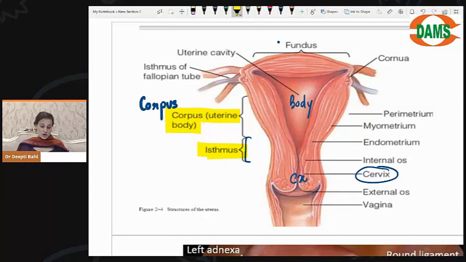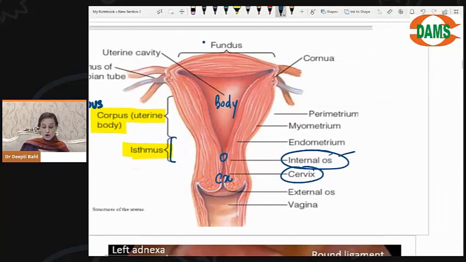So the isthmus is a very narrow area between the body and the cervix, right? And between the body and the cervix there is an opening. This is going to be the internal os.